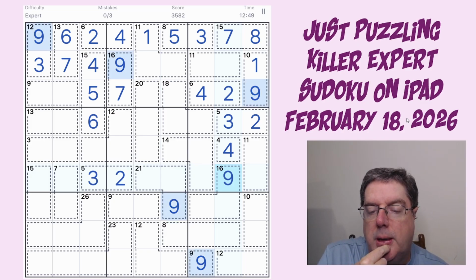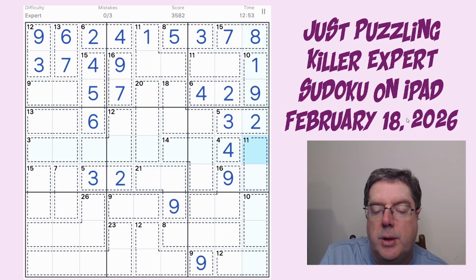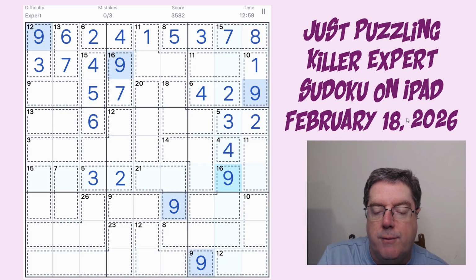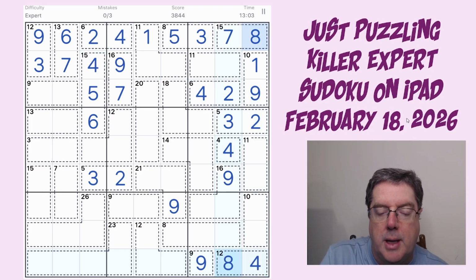5 and 6 there. So 2 and 9, 3 and 8, 4. So this is 5 and 6, 3 and 7, so I should be able to tell you what this is, which I believe is a 4. 4 comes down here, 3 and 7 there. So that's a 4. Adding up to 12 makes that an 8.